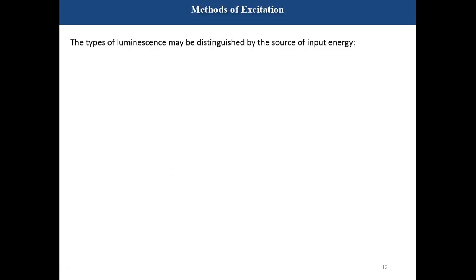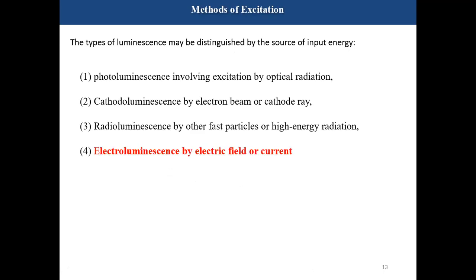The types of luminescence may be distinguished by the source of input energy. One is photoluminescence, involving excitation by optical radiation; cathodoluminescence by electron beam or cathode ray; radioluminescence by other fast particles or high energy radiations. Electroluminescence is what we're going to discuss here, by electric field or current.